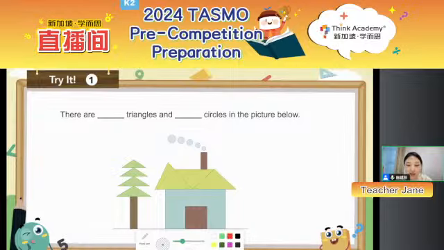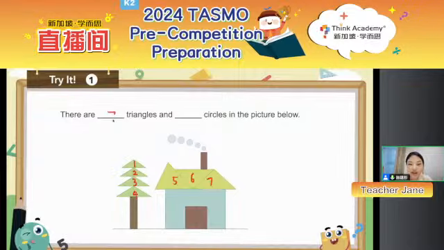We start from top to down, from left to right, right? Okay, so let's label 1, 2, 3, 4, 5, 6, 7. 7 triangles. And how many circles? We can see on the top there are a lot of circles, right? 1, 2, 3, 4, 5. 5 circles in the picture below.